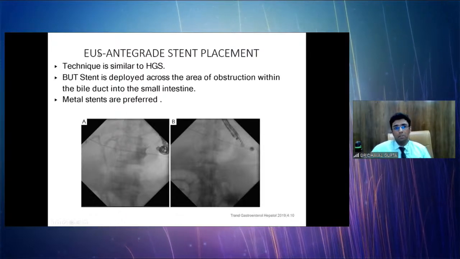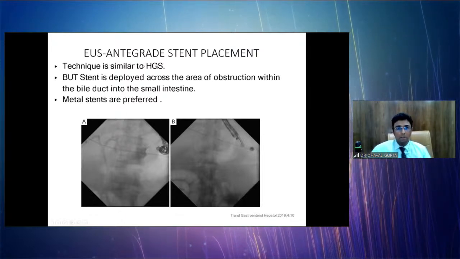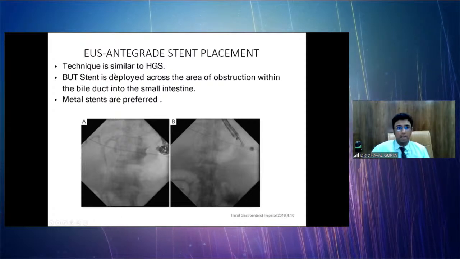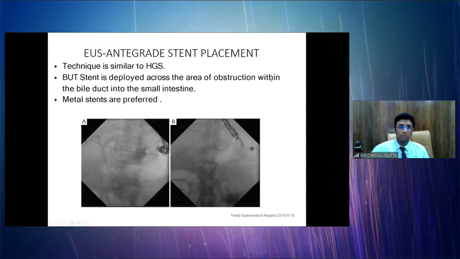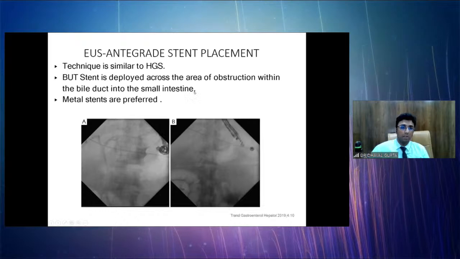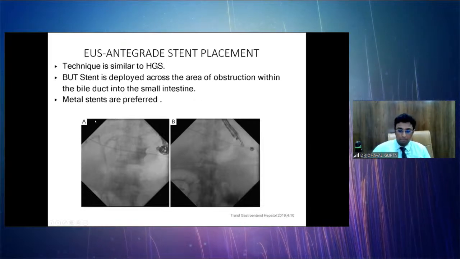Now, what is the US-guided anterograde stent placement? It is similar to the HGS, but the stent is deployed across the area of the obstruction within the bile duct into the small intestine, and metal stents are preferred.